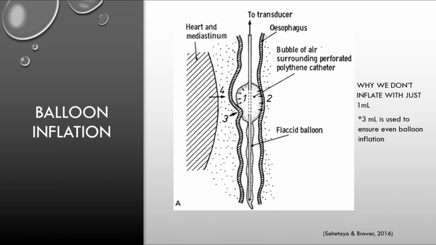When we inflate the balloon and take our measurements, there's actually only 1 ml of air inside the balloon. But when we fill it up, we fill it with 3 mLs first and then slowly withdraw the 2. The reason we don't just put 1 ml in to begin with is because we could have some localized balloon inflation, like you see here, and then we're not getting an even reading across the balloon.